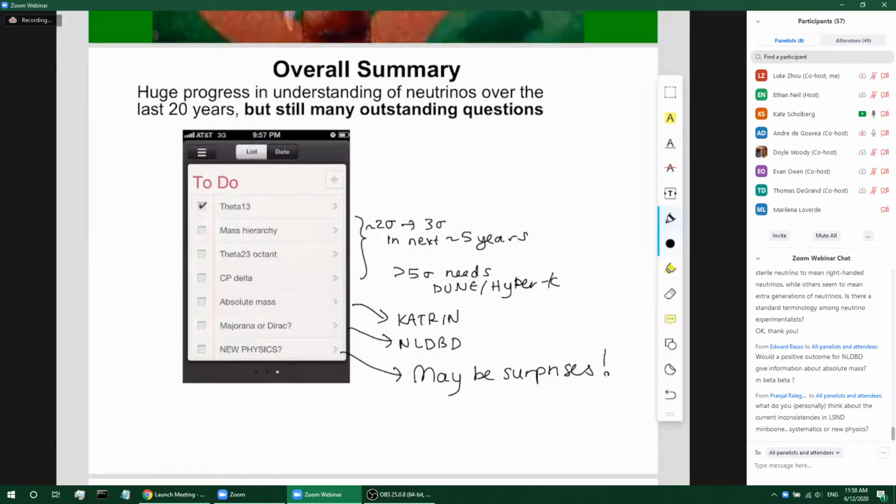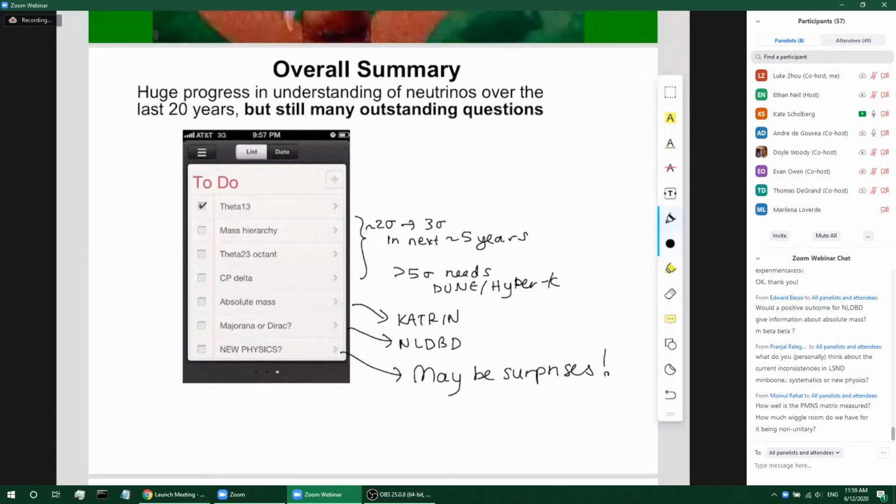What do I personally think about the current inconsistencies in LSND, MicroBooNE, MiniBooNE: systematics, or new physics? Oh, good question. It's really hard to know. I've actually read those papers very carefully, and there's nothing really obviously wrong. If I had to vote, I would vote for systematics, something we don't know about that setup, something about the source, some kind of backgrounds. That's not what I would wish. I would wish for new physics, but unfortunately, I'm a bit pessimistic. I would guess that it's some kind of systematic, but who knows?